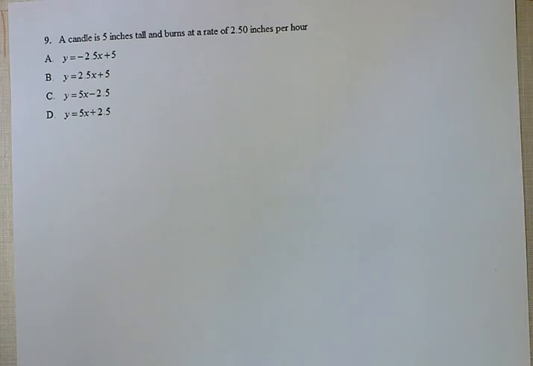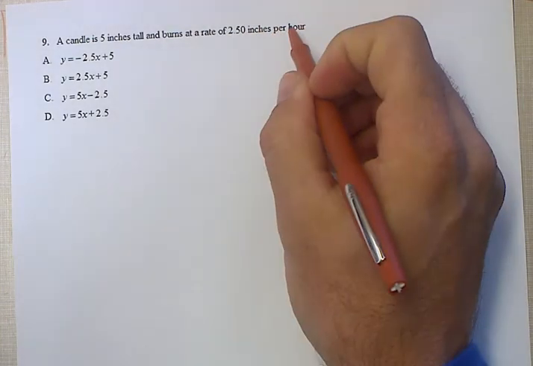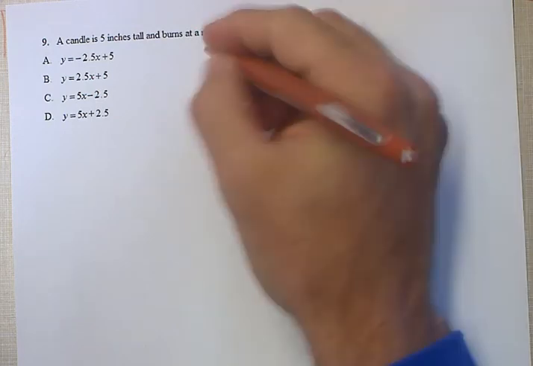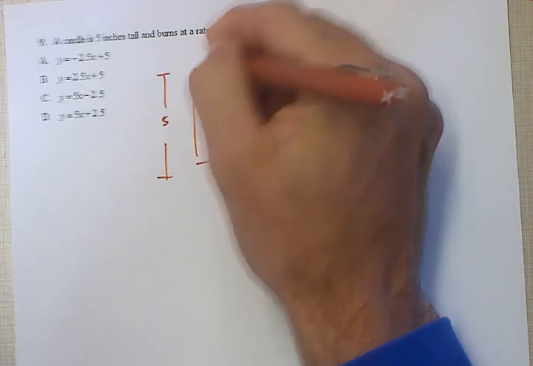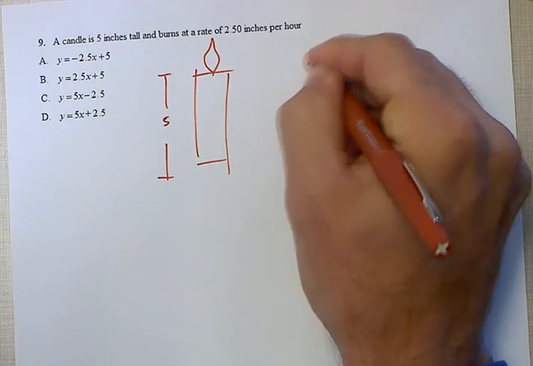Last problem. This is a candle problem here. I like this one, and I like how they present this. Basically, because the idea here is it's a little bit different. I think a good picture here is good. You're starting at 5 inches tall, which means on a graph, you're starting here at 5.